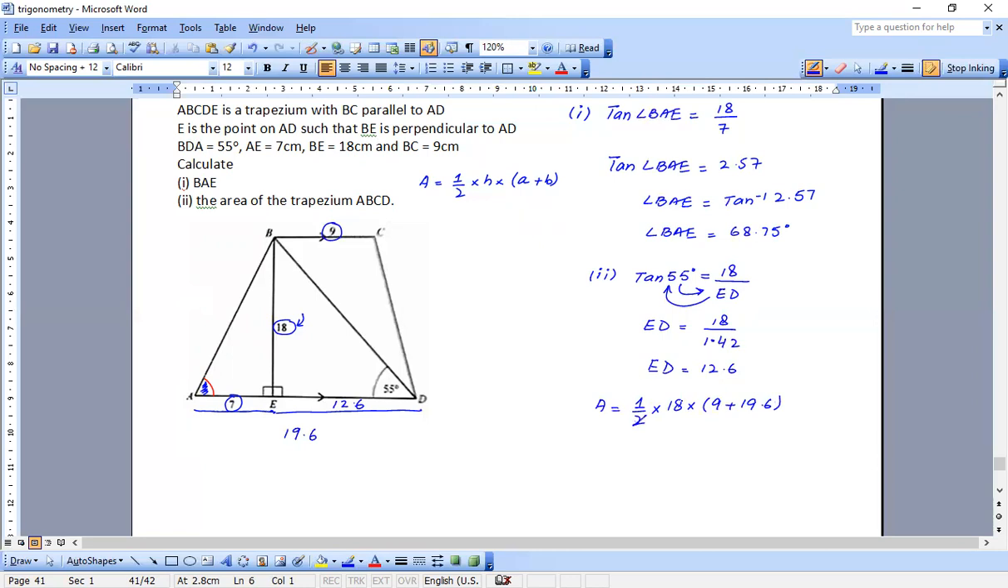Let's cancel this 2 with this 18. I get 9. This is 9, multiply by 9 plus 19.6. So this is going to be 28.6. I am going to multiply 28.6 with 9. I am getting 257.4. So the area of the trapezium is 257.4 centimeter squared.